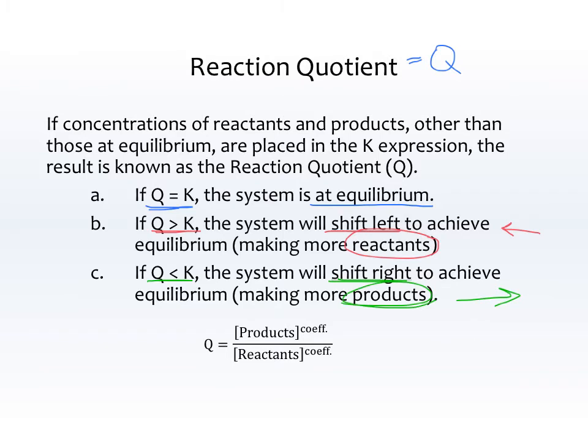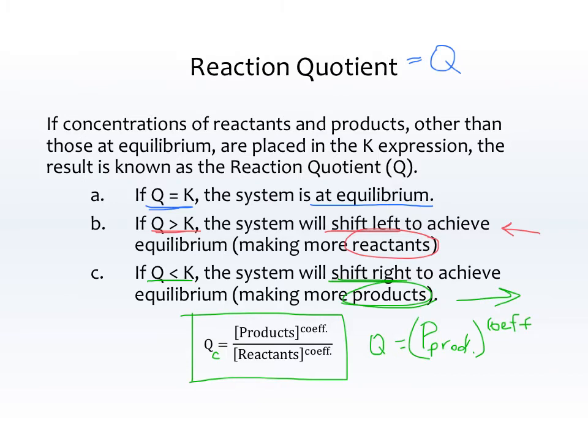So the formula for Q and the formula for K are the exact same thing. It's just that Q can be the anytime constant when K is the equilibrium constant. So the formula is products raised to the power of their coefficients divided by reactants raised to the power of their coefficients. This would be Qc. You could also have Qp, which is the pressure of the products raised to their coefficients divided by the pressure of the reactants raised to their coefficients, if you're talking about Qp instead.